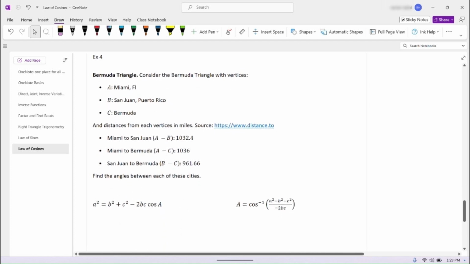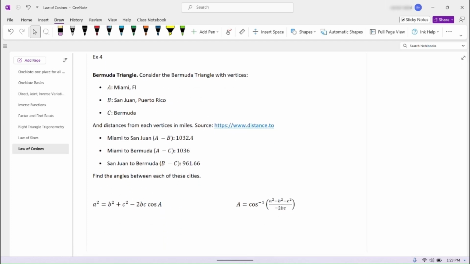So let's look at example 4. This is the last example for today. This one is the Bermuda Triangle. It says consider the Bermuda Triangle with vertices at A, Miami, Florida, B is San Juan, Puerto Rico, and C is Bermuda. So we have a Bermuda Triangle with those vertices.